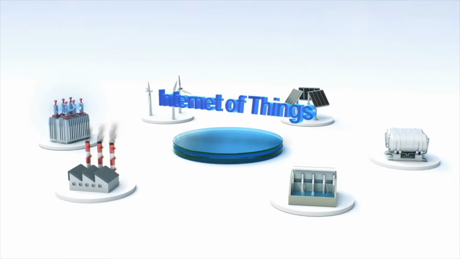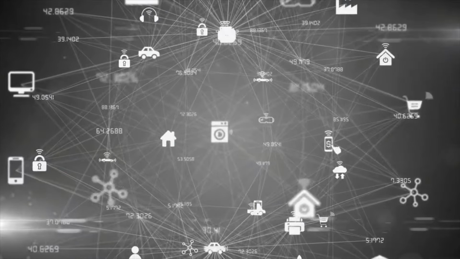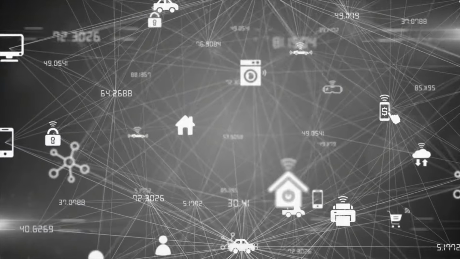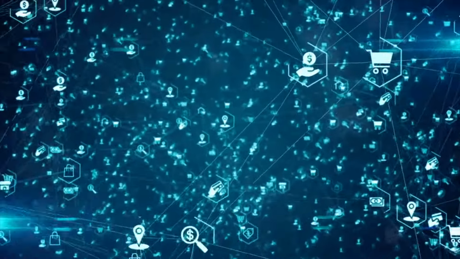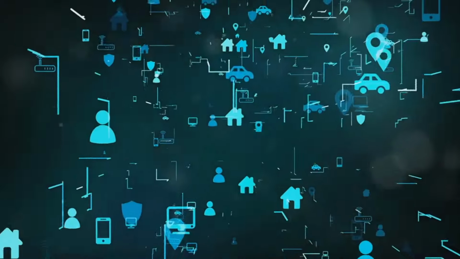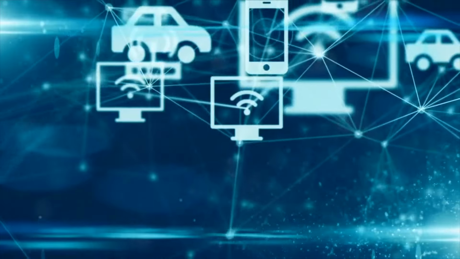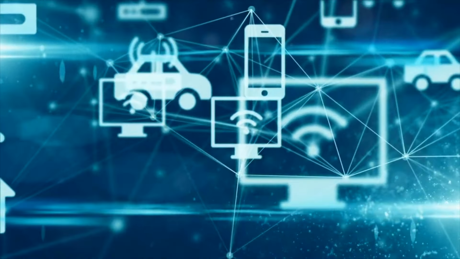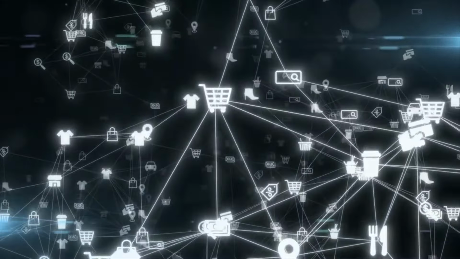Imagine a world where everything is connected to the internet. Your refrigerator, your car, even your toothbrush. This is the vision of the Internet of Things, or IoT. The IoT is all about connecting devices. We want devices to collect data and share it with each other. This allows devices to communicate and work together.